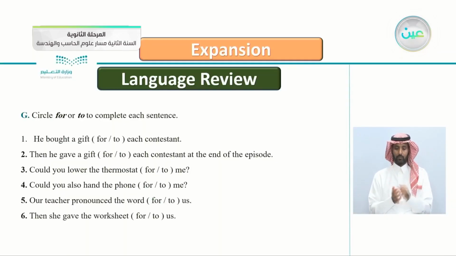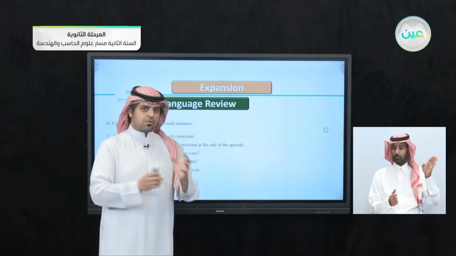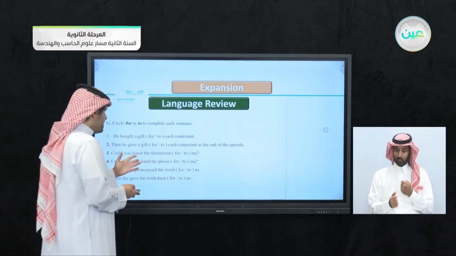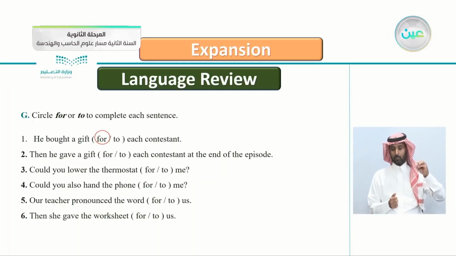let's answer the questions here. Circle for or to to complete each sentence. Number 1, he bought a gift for or to each contestant. So a gift here is the direct and each contestant is the indirect. So do we use for or to? Are they receiving or benefiting? So number 1 is yes, he bought a gift for each contestant. They are benefiting from him for the gift.